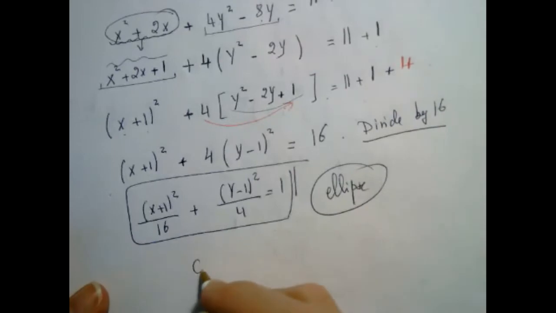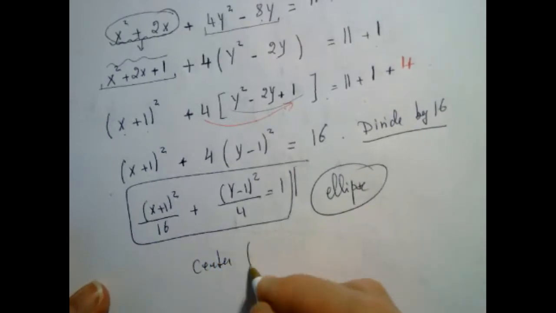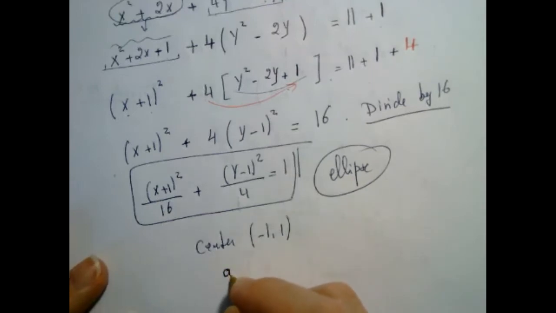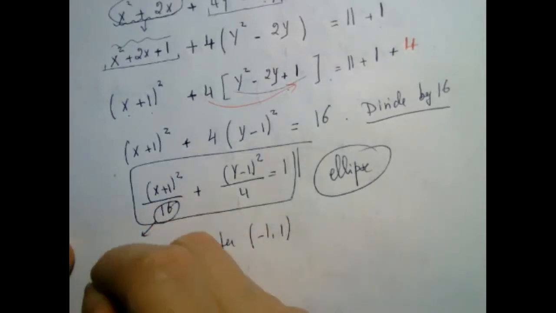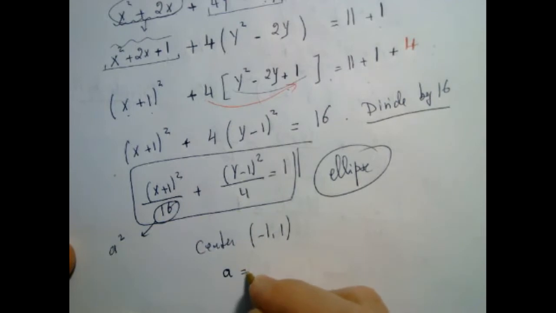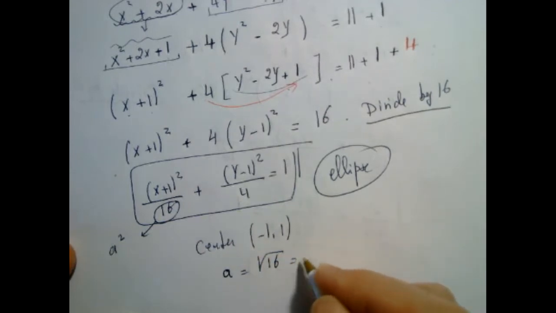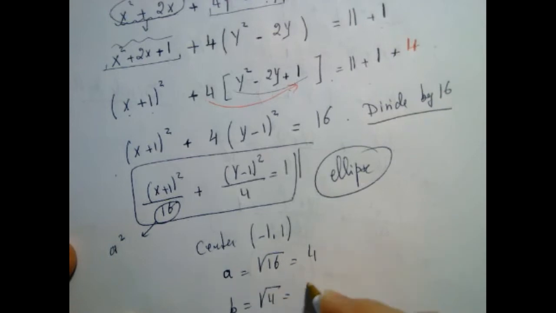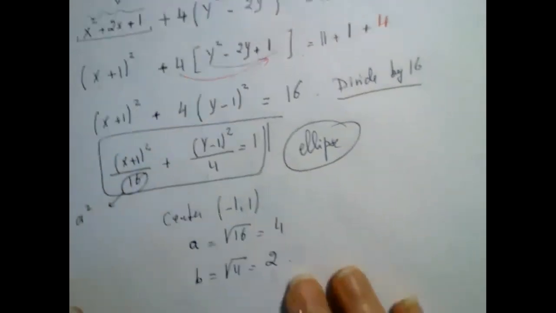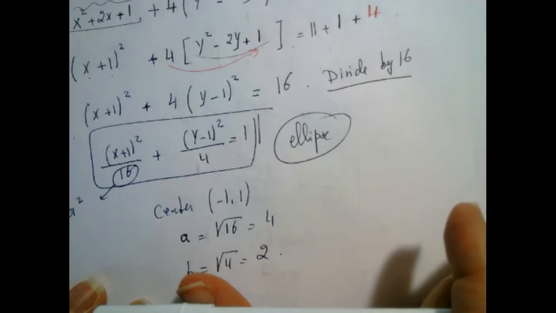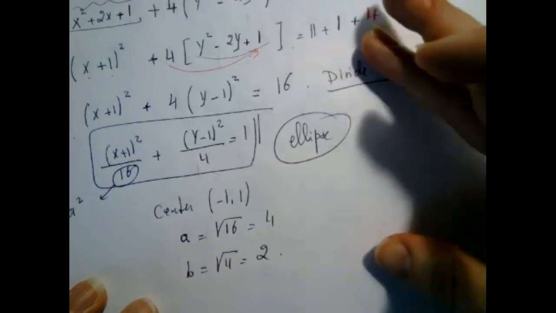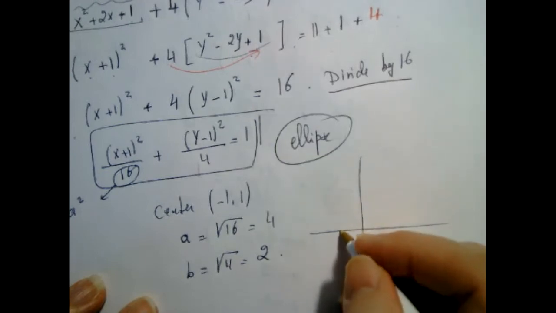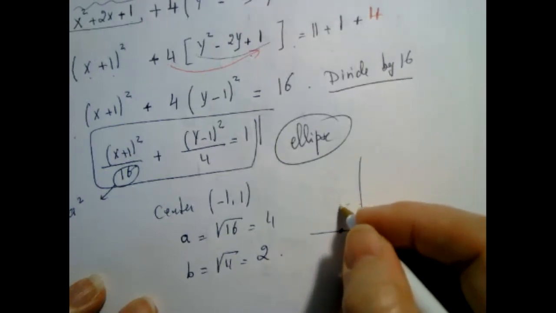And the center is (−1, 1). The a squared is 16, which means a is the square root of 16, which is 4. The b is the square root of 4, which is equal to 2. So this is going to be a horizontal ellipse, not a vertical one. The center is (−1, 1).